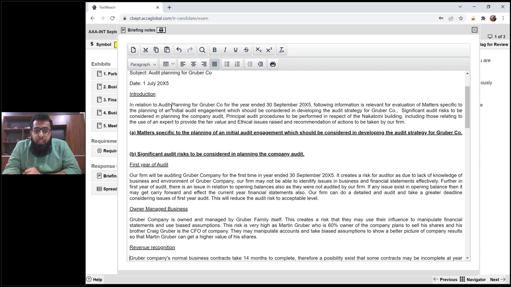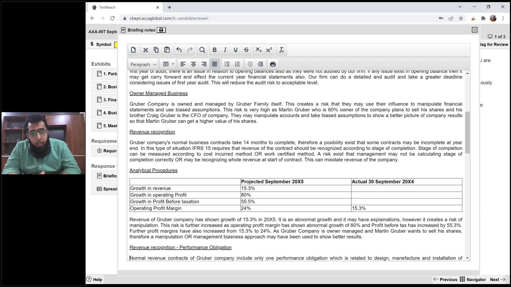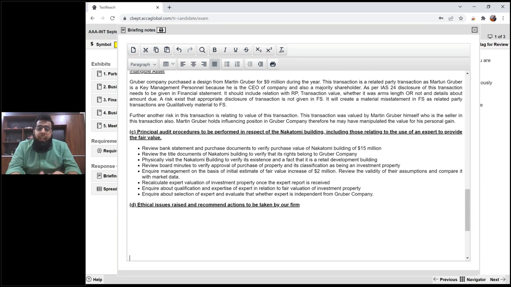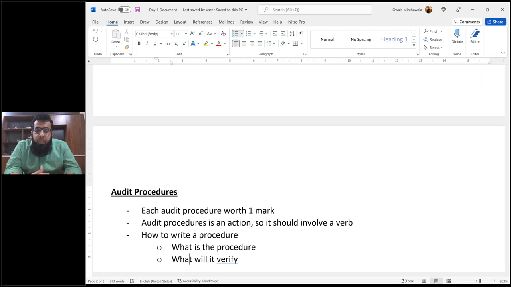Then we discussed all the audit risk, we drafted it along in the class, we used analytical procedures, and we discussed different accounting issues, impact, and everything. Then we moved towards one more part relating to audit procedures. That was part C. Before doing that part, we wrote a basic idea of what audit procedures are and how we get marking for it. Today we are moving forward. We will try and complete this question and we will do one more question in today's session.